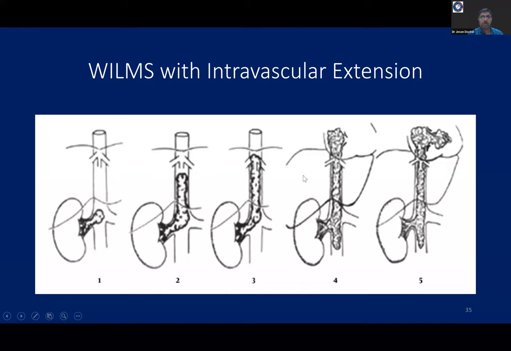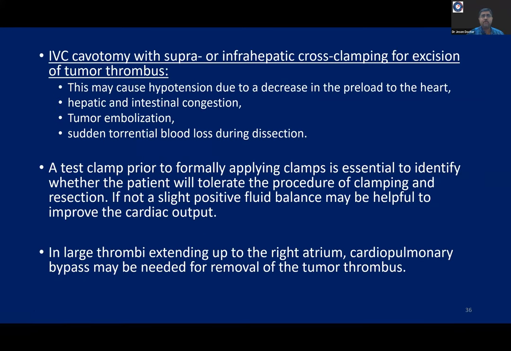So that is important. Again, in this condition, you will have an IVC clamping which is infrahepatic. Here you will have a suprahepatic IVC clamping, okay? And these two may require a bypass. So IVC cavotomy with supra or infrahepatic cross clamping for evacuation of the tumor thrombus can cause hypotension due to decrease in the preload to the heart, because when they cross clamp, it can cause hepatic and intestinal congestion, tumor embolization, and torrential blood loss during the dissection.